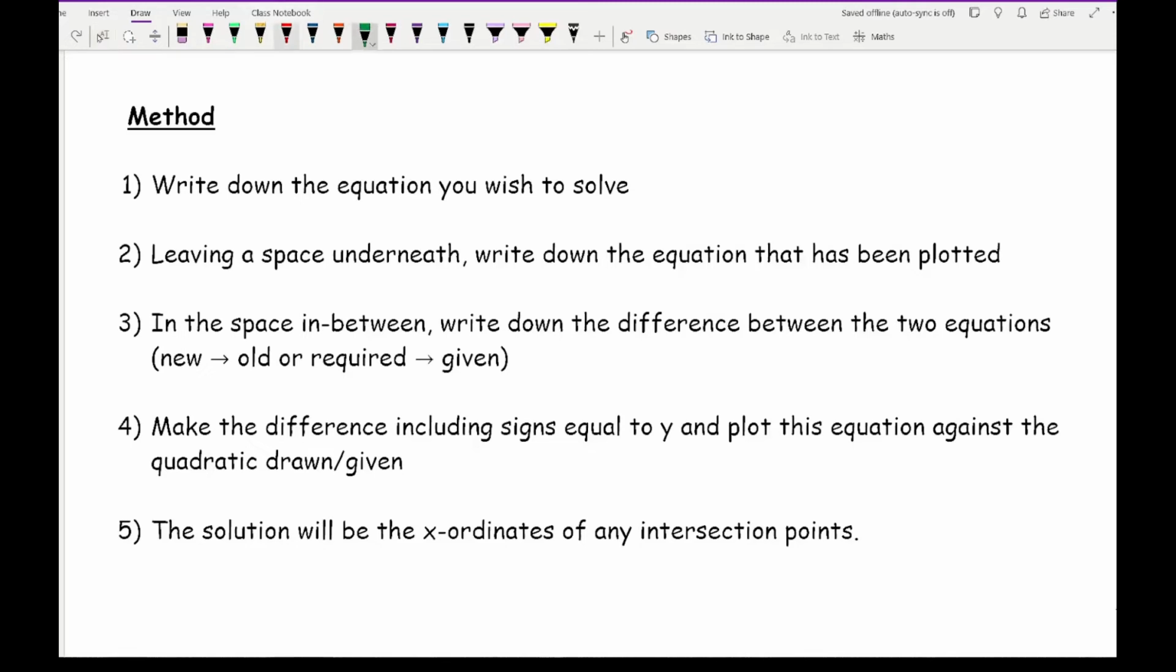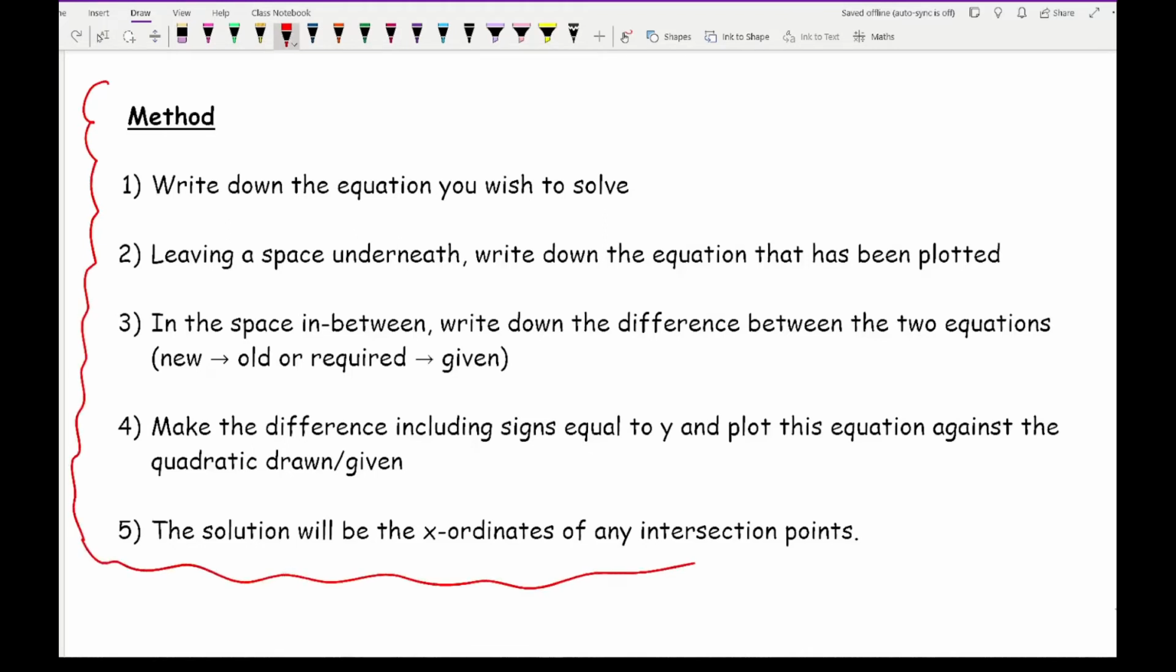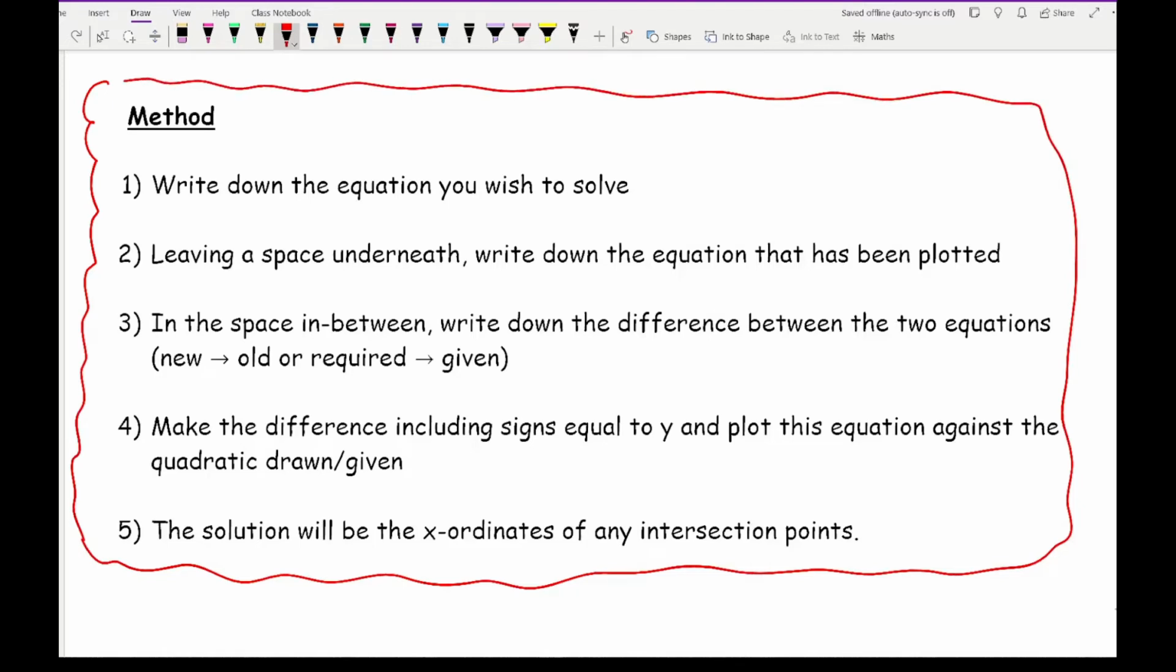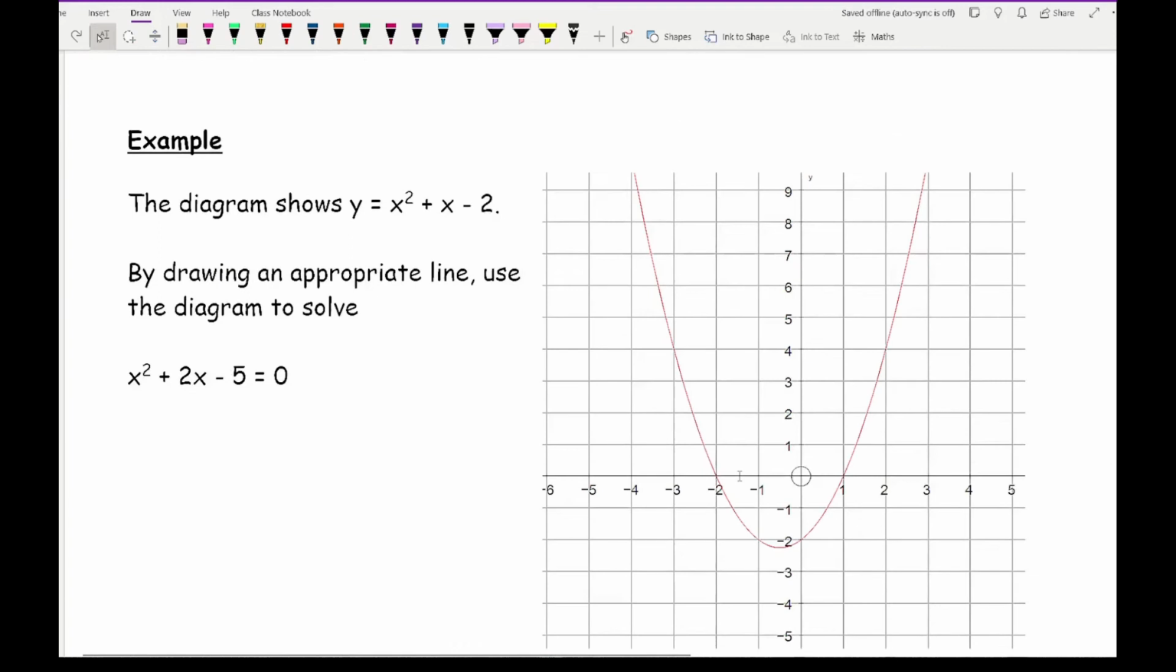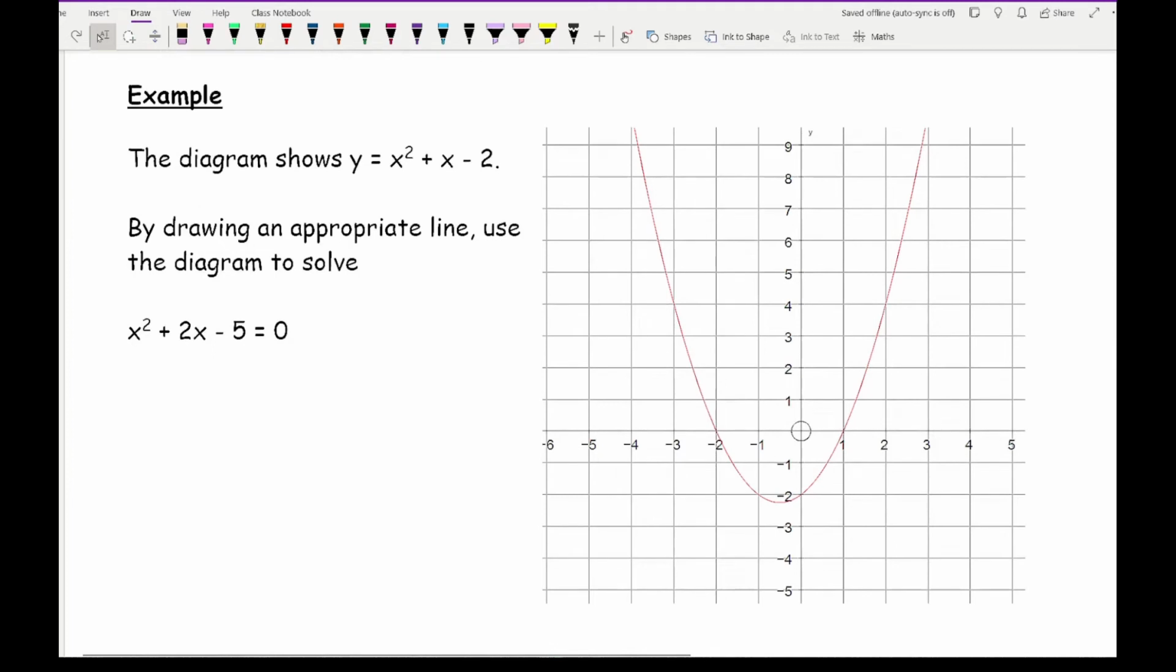Now, if these steps make absolutely zero sense, do not worry, because we're about to go through an example in which we use each of these steps. So let's have a look at this question. This question says that we have been given the diagram that shows y equals x squared plus x minus 2. So let me just label this graph here. So I've got x squared plus x minus 2.